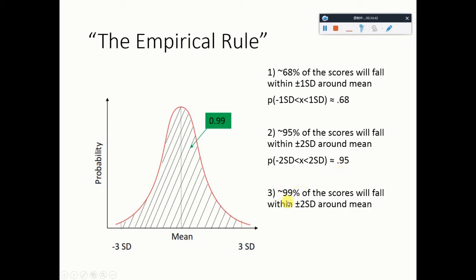So we have, in other words, a 99% chance to observe a score given this distribution that's larger than 3 standard deviations below the mean and smaller than 3 standard deviations above the mean. Sorry, it should be 3.